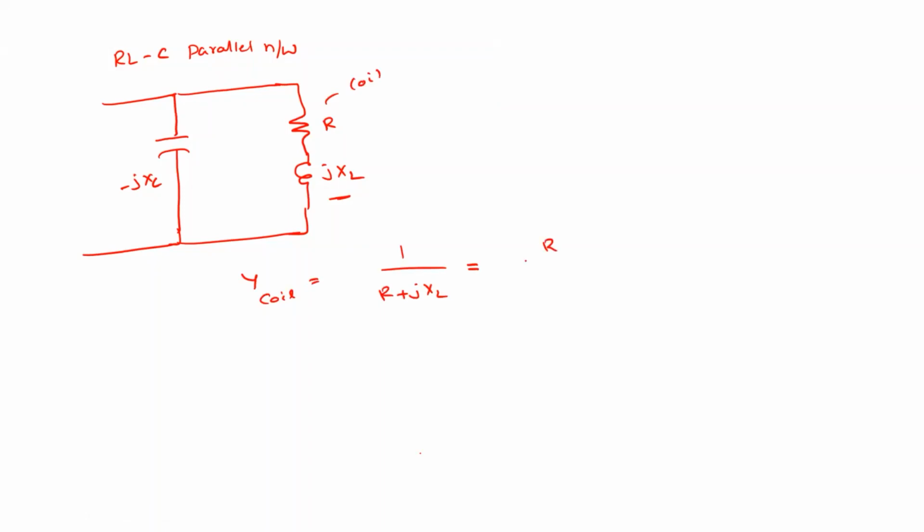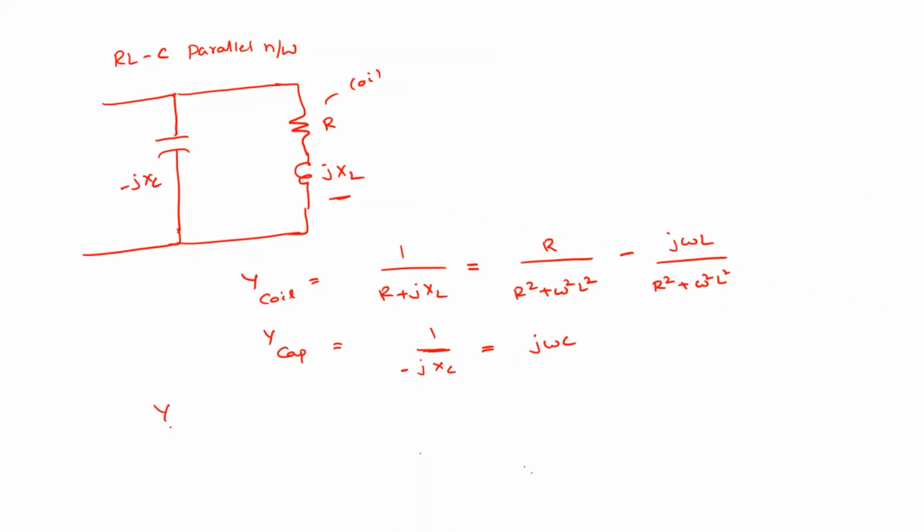So how to write this one? R minus jXL by R square plus omega square L square. So that is the real part. And j omega L by R square plus omega square L square. Is this correct? Yes, sir. Similarly, Y of capacitor is 1 by jXC, so what is this value? j omega C. Agree? Yes, we did this earlier, right?